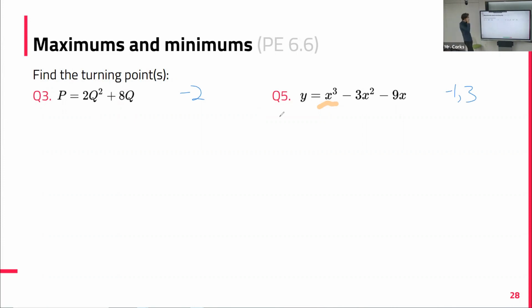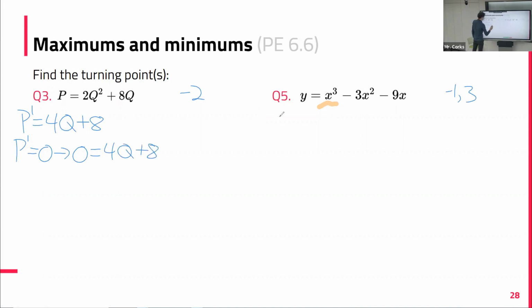All right, it's been 4 minutes. Let's try these out. First one, what is our first derivative? P prime equals 4q plus 8. Set that equal to 0. So 0 is equal to 4q plus 8, q is equal to -2. Okay, so second derivative, p double prime is equal to 4.